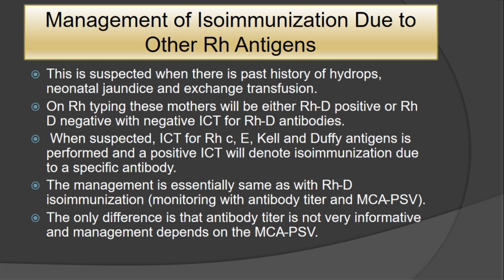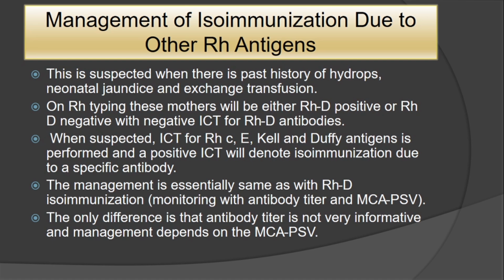And for some of them, the mother who is rhesus D negative and has a negative ICT, that means there is no antibody. They don't have RhD antibodies. The ICT is negative. This category of women with rhesus D negative with negative ICT, indirect Coombs test, and they are having recurrent intrauterine fetal death, neonatal jaundice, blood transfusion, hydrops fetalis, then we should suspect other rhesus antigen.